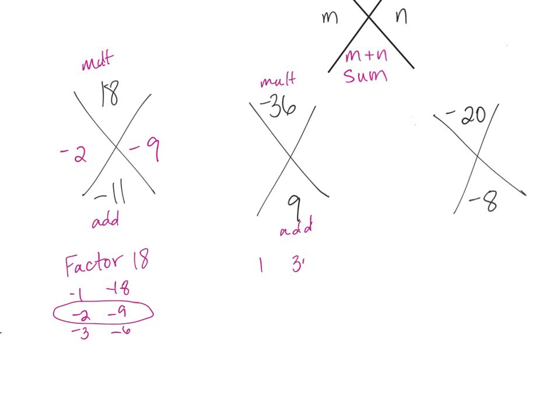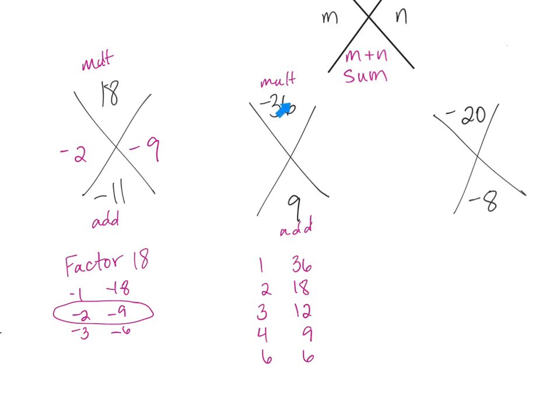So 1 and 36, 2 and 18. 36 divided by 3 is 12. 36 divided by 4 is 9. 36 divided by 5 is not a whole number. And then 36 divided by 6 is 6. So these two numbers are the same. If that happens, we know we have all of our factors.